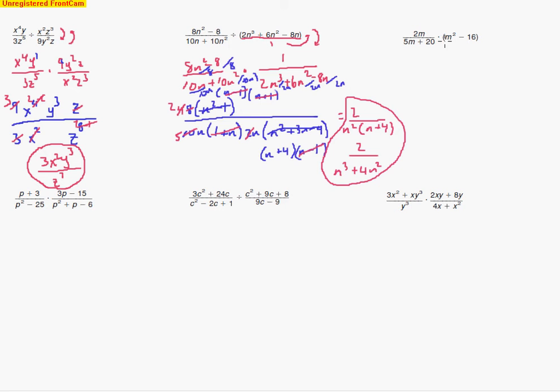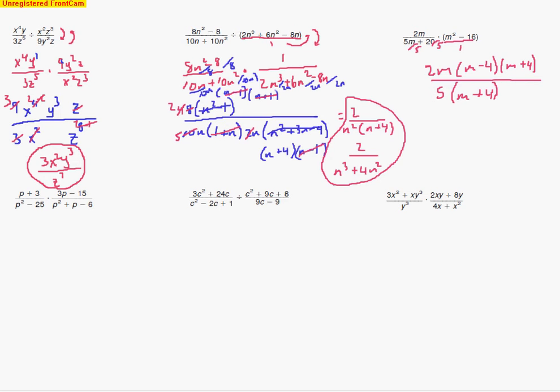This one is not a division problem, so we don't have to worry about taking its reciprocal. So we'll go ahead and rewrite it as one fraction, and I'll factor as I go. 2m is on top. Now this is a difference of squares, so it's going to factor to an m minus 4 and an m plus 4. And then down below, I've got just a common factor of 5. 5 goes into each of these terms. Put the 5 on the outside, and then factor, I've got m plus 4 left over.